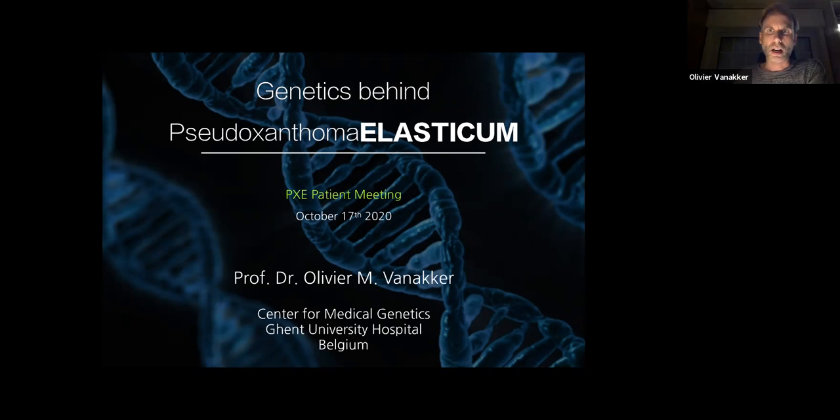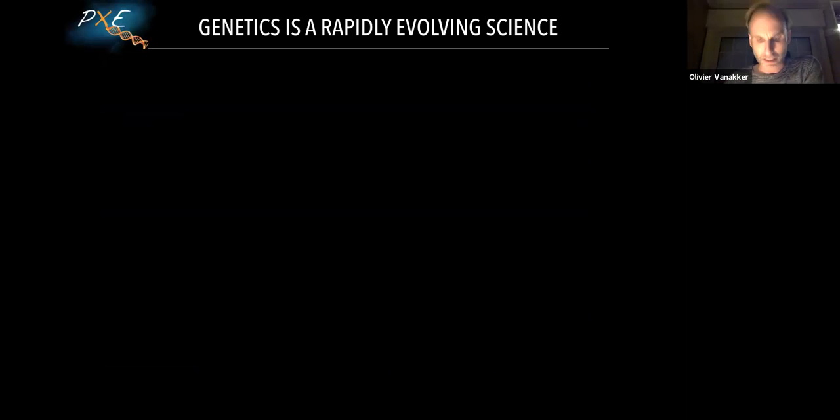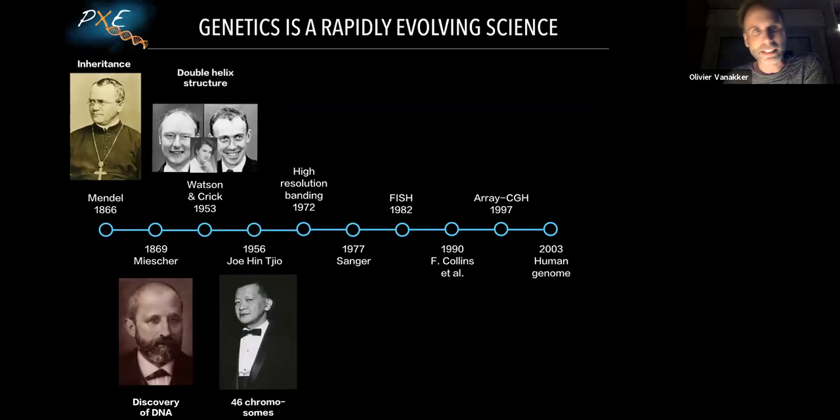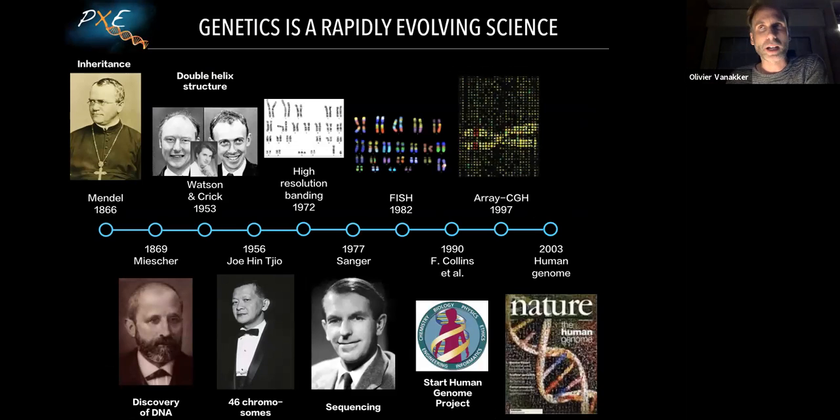But as you know, genetics is a rapidly evolving science, and if we just take a brief overview in time, as you will see here, we start in 1866, which is not that long ago, with Mendel, who described patterns of inheritance, how characteristics can be transmitted from one generation to another. DNA was discovered as a molecule in 1869, and it took over 100 years until 1953 to actually figure out how that DNA looked and what the structure was, the famous double helix structure of Watson and Crick.